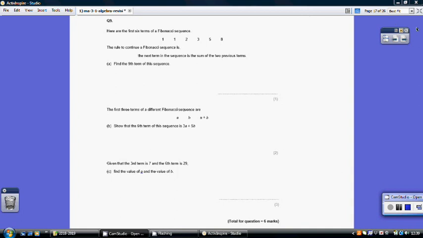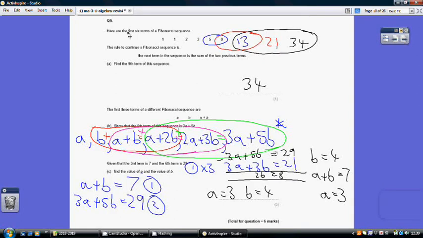Question 9. This question's all about the Fibonacci sequence. Just to remind you, and it says it here, to work out the next term in the Fibonacci sequence, you add the 2 previous terms. For example, how did we get this 5? Well, we added 3 plus 2. How did we get the 8? Well, we added 3 plus 5.